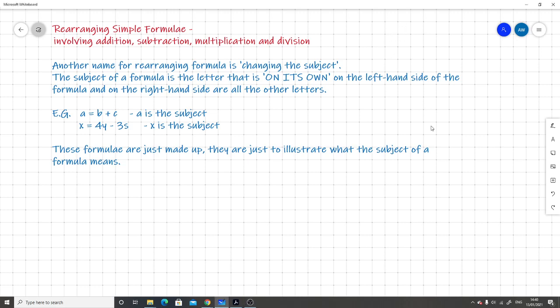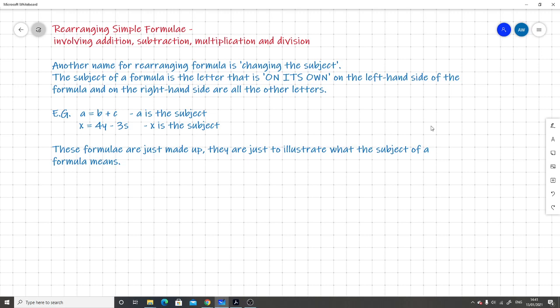Okay, this lesson is about rearranging simple formulae, and I call them simple formulae because they are just going to involve addition, subtraction, multiplication and division. There's a follow-up video to this where we look at some formulae that might involve some powers and more fractions and maybe brackets as well.